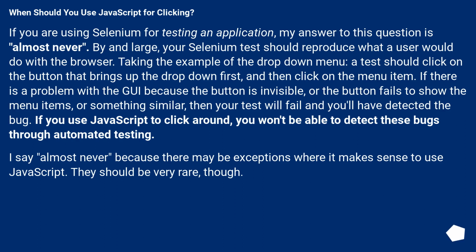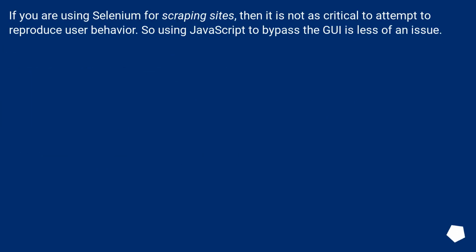If there is a problem with the GUI because the button is invisible, or the button fails to show the menu items, or something similar, then your test will fail and you'll have detected the bug. If you use JavaScript to click around, you won't be able to detect these bugs through automated testing. I say almost never because there may be exceptions where it makes sense to use JavaScript. They should be very rare, though. If you are using Selenium for scraping sites, then it is not as critical to attempt to reproduce user behavior. So using JavaScript to bypass the GUI is less of an issue.